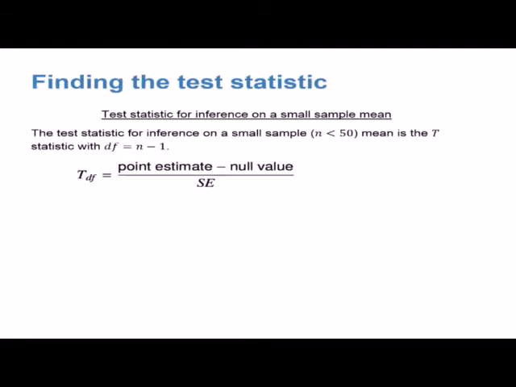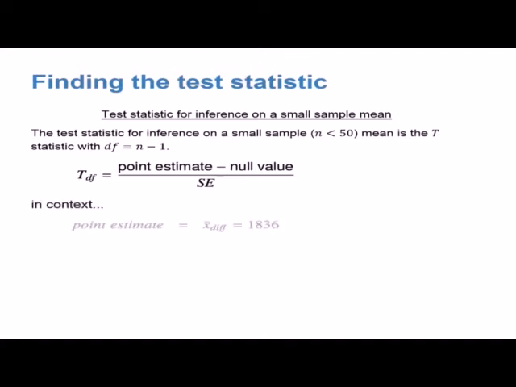So we need a test statistic for inference on a small sample mean. The test statistic for inference on a small sample, which is usually when n is less than 50, is the t-statistic with n-1 degrees of freedom. To denote that we're using a t-distribution, we use t, and we denote the degrees of freedom as a subscript, but it's calculated the same way as a z-test statistic, which is point estimate minus null value divided by standard error. It's what we do with this test statistic that makes it different.